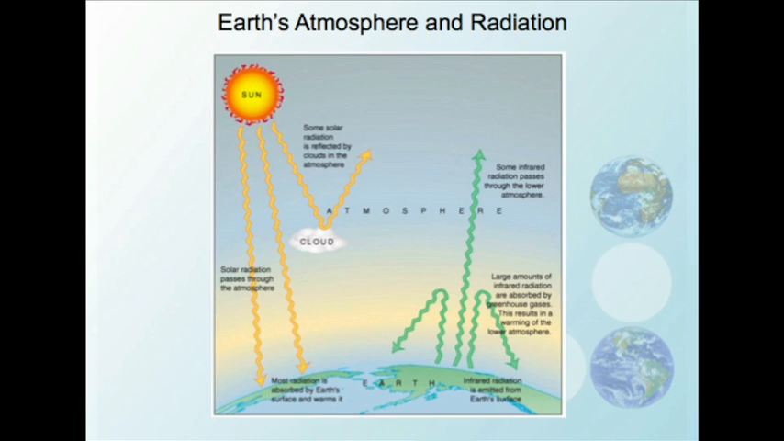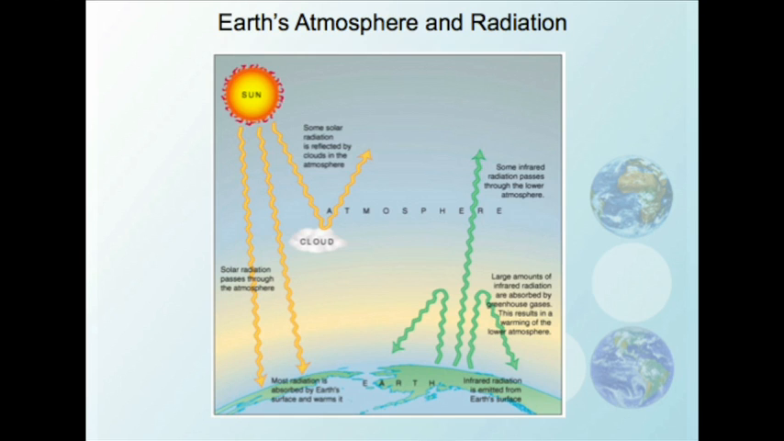This graphic shows the relationship between sun energy coming into the Earth's atmosphere and how it is absorbed and re-radiated. So you see, as that energy comes in, some of that radiation is reflected by the clouds in the atmosphere, and it doesn't even reach the surface of the Earth. But some of it passes through the atmosphere and is then absorbed by the Earth's surface.